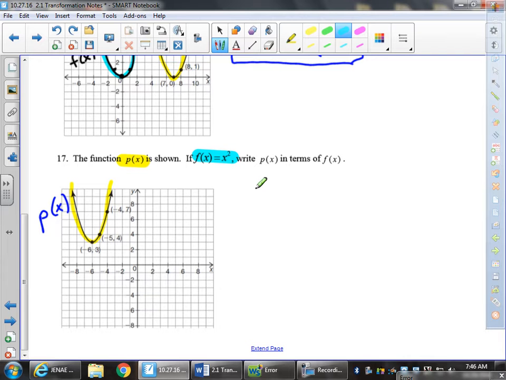What quick little sketch can I add to this graph to help me see it? F of x? Yes. So let's sketch f of x, our parent function. Let's get our parent function on the graph. So now we need to write P of x in terms of f of x. Let's first decide what's been done to the graph.